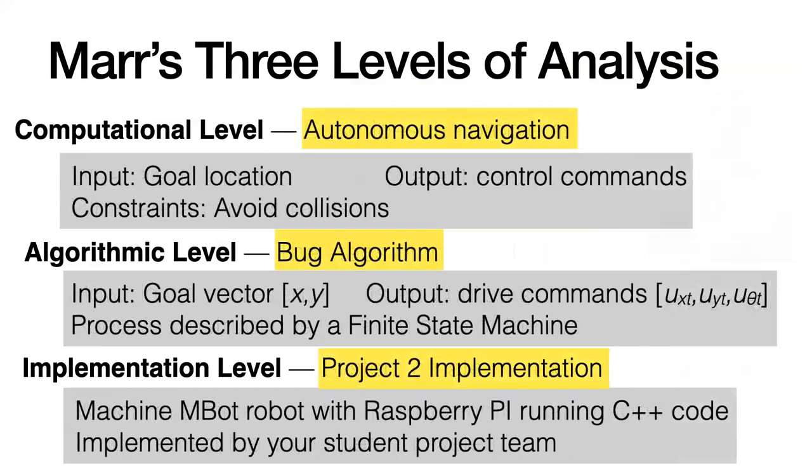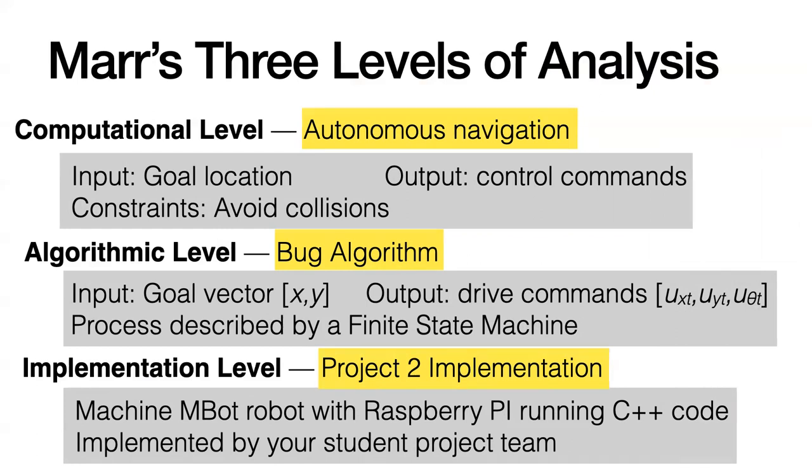So to cast this in terms of what we're going to accomplish for project two, what we're doing throughout the course is we're thinking about autonomous navigation. That is the problem that we're doing. Our input is we're going to give a goal location, and we're going to output control commands that navigate our robot to the goal. And one of the constraints we have is to avoid collisions.